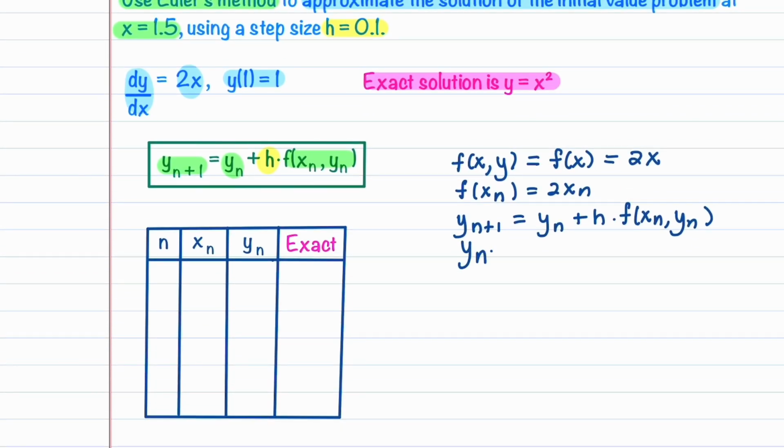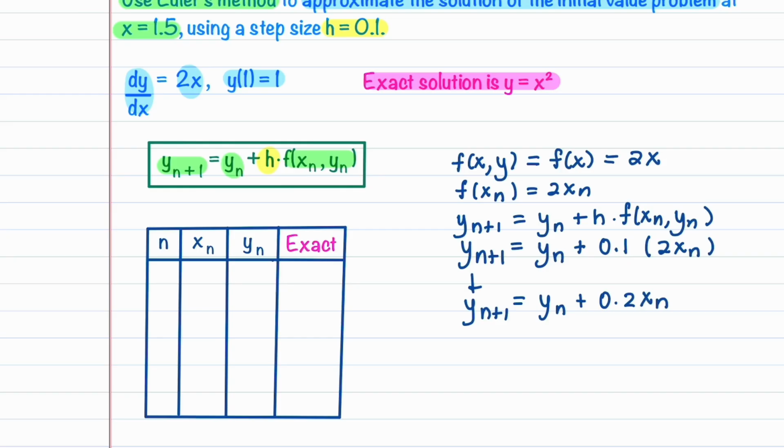So we have y sub n plus 1 is equal to y sub n plus h, which in our problem is 0.1, times our function, which was 2x sub n. This gives us the formula y sub n plus 1 is equal to y sub n plus 0.2 x sub n. Writing this ahead of time just makes things a lot easier, so you don't have to go through that computation every time.